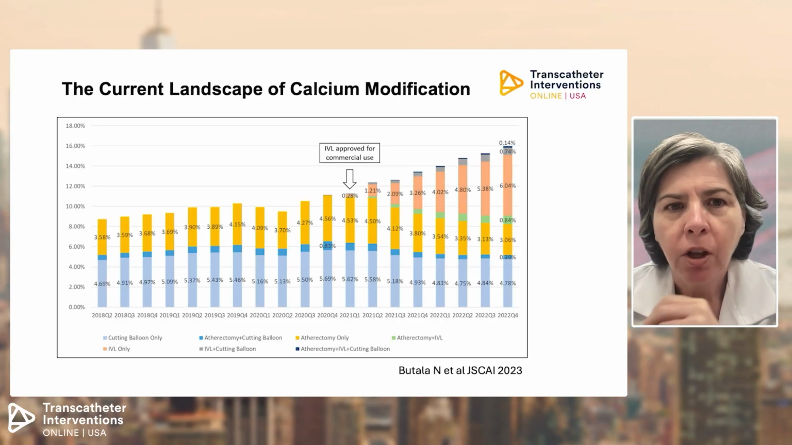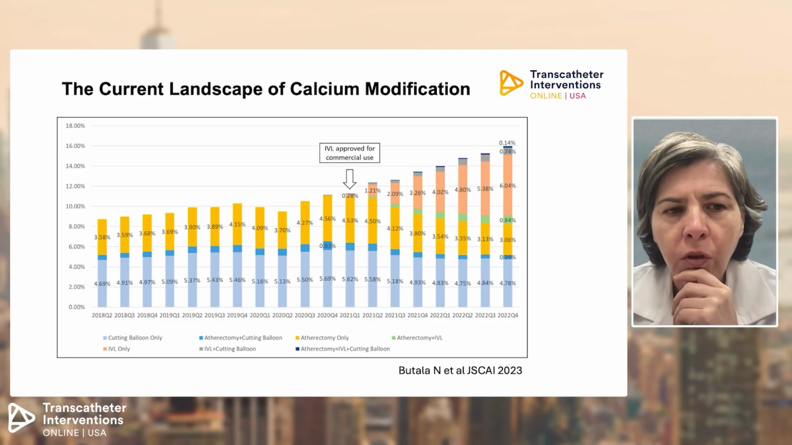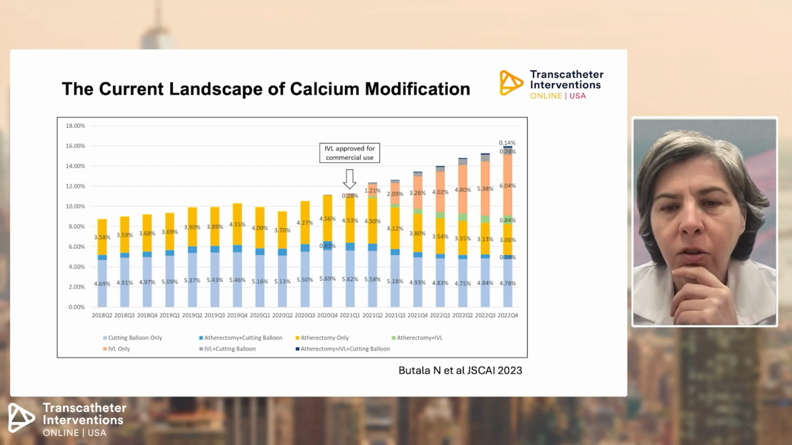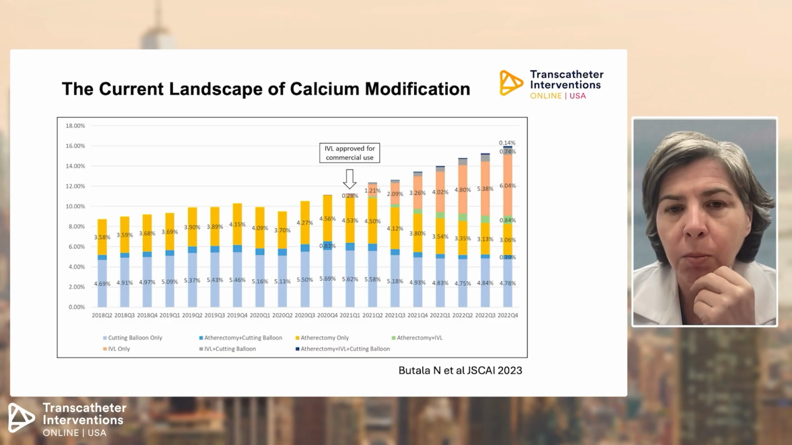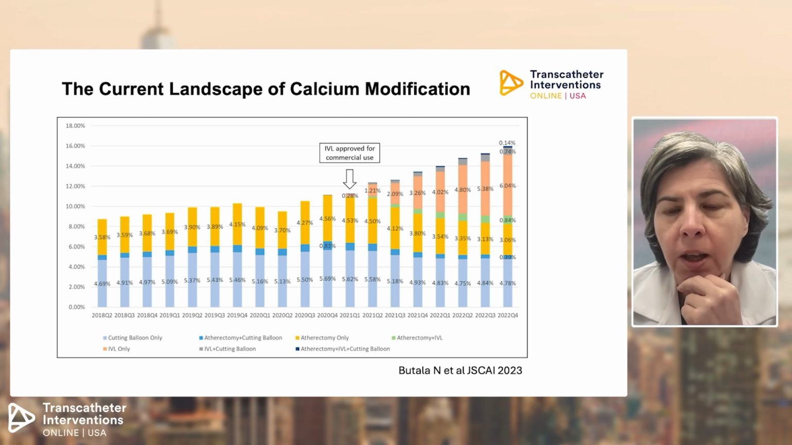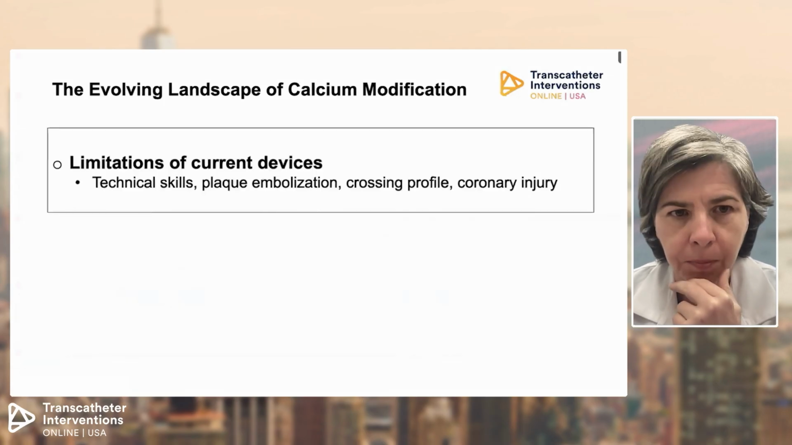If we start by looking at the current landscape of calcium modification here in the USA, this is some data published in 2023. And what it shows you is that from 2018 to 2022, over that 4-year period, the use of calcium modification increased from 8 to 16%, so doubled. And really notably, after the approval of IVL in 2021, you see that that became the dominant device used for calcium modification in the US, accounting for over 6% of cases back in 2022. And this trend has continued to increase.